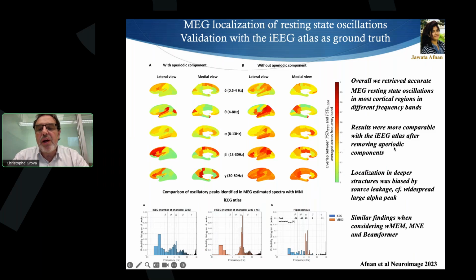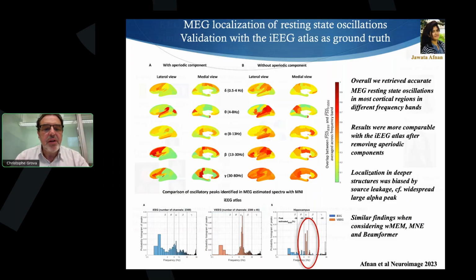Results were more comparable after removing the aperiodic component. Localizing deep structure remains a bit of caution, and especially might be biased by some leakage. Notably, we see an alpha peak in hippocampus, but not with intracranial EEG. And our method was good, but overall was not that different than minimum norm and beamformer for these large ongoing resting state oscillations.